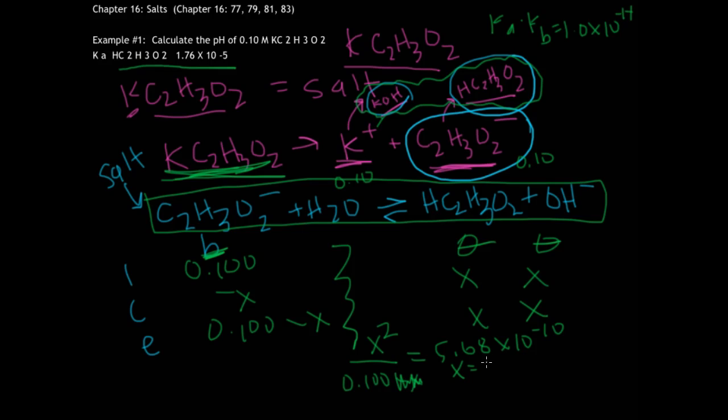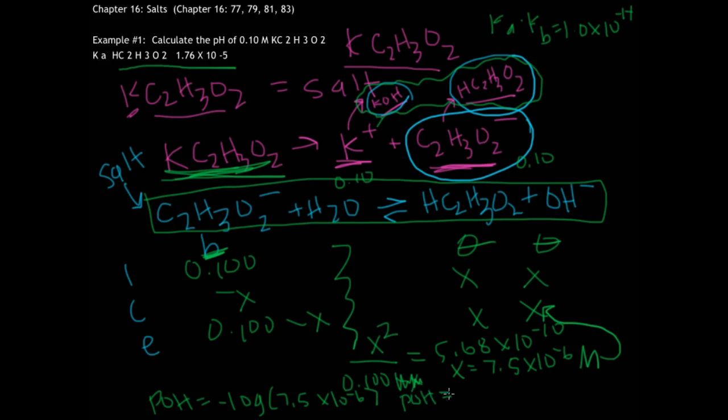X equals, looks like I have 7.5 times 10 to the negative 6th molar. Well, X is my hydroxide ion concentration. So I'll go over here. pOH equals the opposite of the log of 7.5 times 10 to the negative 6. So pOH is 5.122 is what I'm looking at. So pH is 14 minus that number, so 8.888. Is that right? I guess that's right.